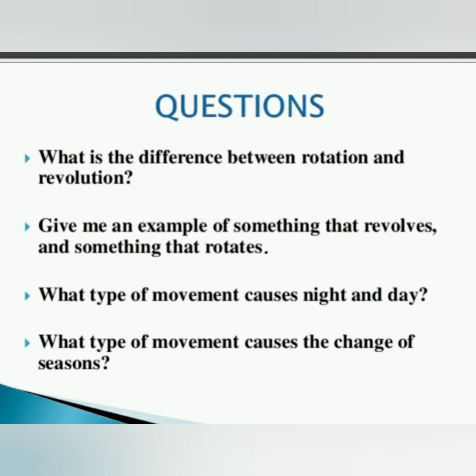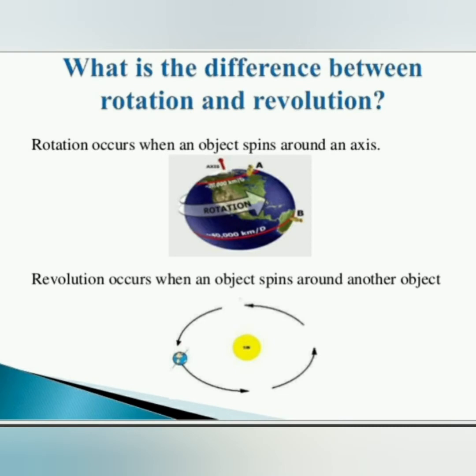Students, look at the screen. You can see the picture of the first question. What is the difference between rotation and revolution? Here you have to write the definitions of rotation and revolution. Rotation occurs when an object spins around an axis, and revolution occurs when an object moves around another object. Here you can write the definitions of rotation and revolution.